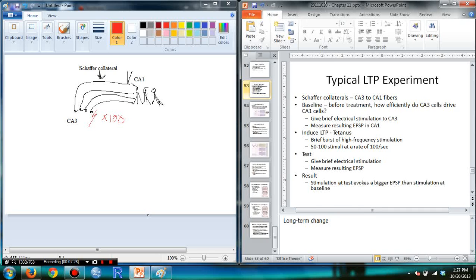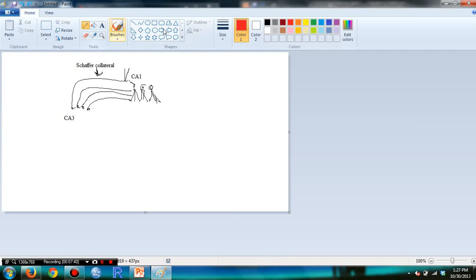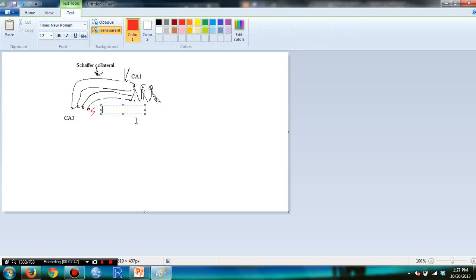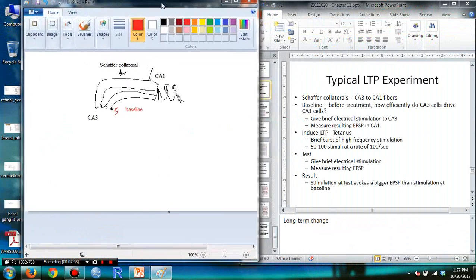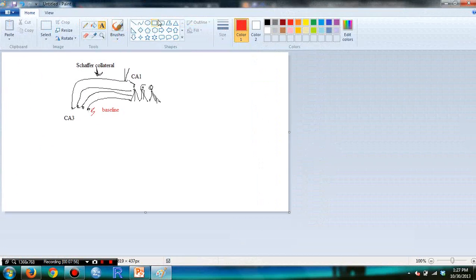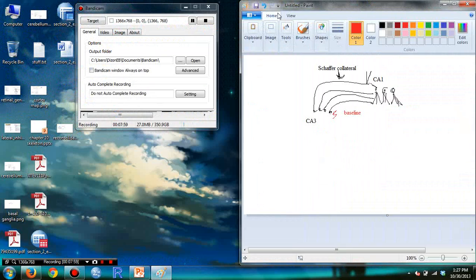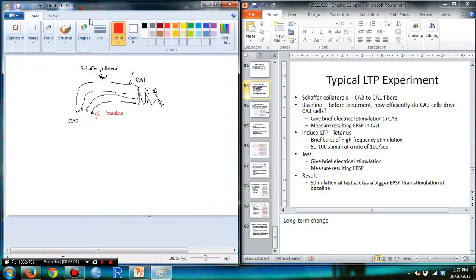All right. And then what we do at test, after that happens, we give the same electrical stimulation that we did at baseline. So we give the same electrical stimulation, and we try to measure the resulting excitation in CA1, right? So if we increase the efficiency of this synapse by doing the LTP thing, by giving the tetanus, what should we see? What do you think we should see? More efficiency, right? We should definitely see more efficiency.